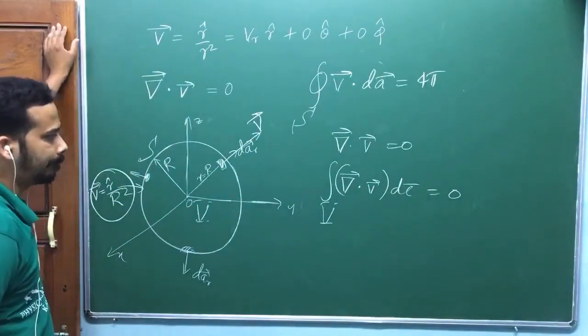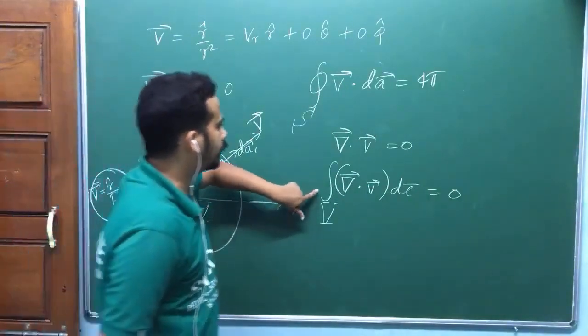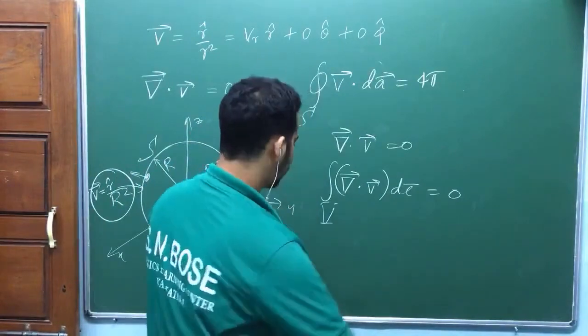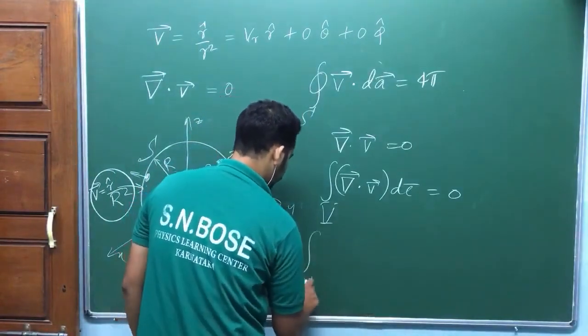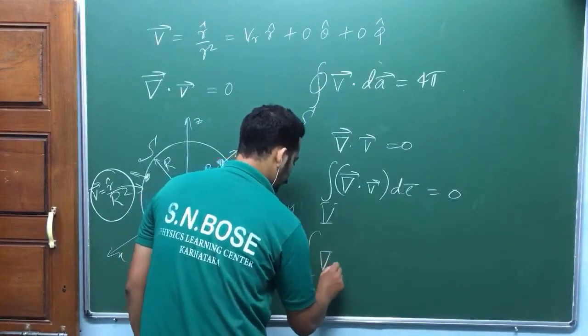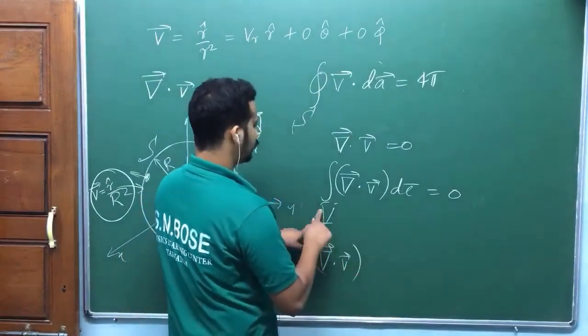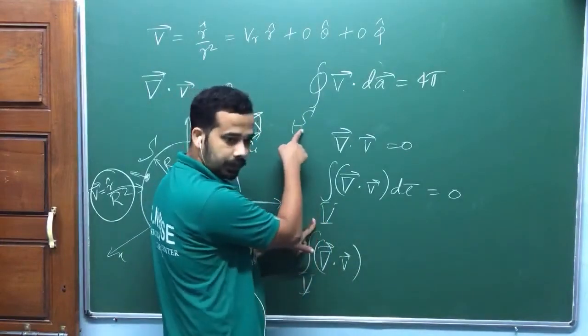Is that okay? Yes, sir. But this volume integral should be equal to the surface integral, according to our Gauss divergence theorem, am I right? Volume integral of the divergence of a vector field, okay? Because this volume is the one whose boundary is this surface, am I right?